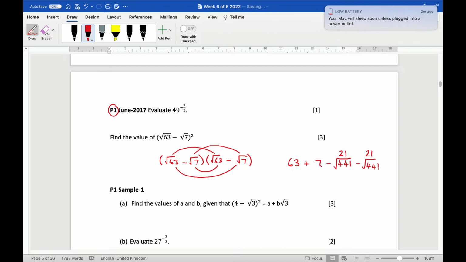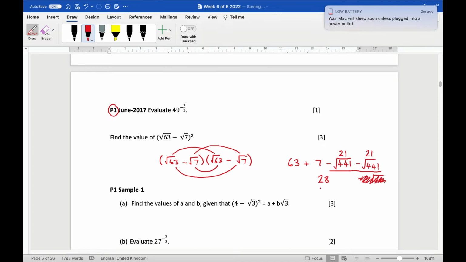So it's 63 add 7, 70. Take away 21 and take away another 21. So taking away 42 from 70. So the answer to that is 28. But I could easily see how you would just write that as that and not realise that it actually wasn't a surd. Not the case though.